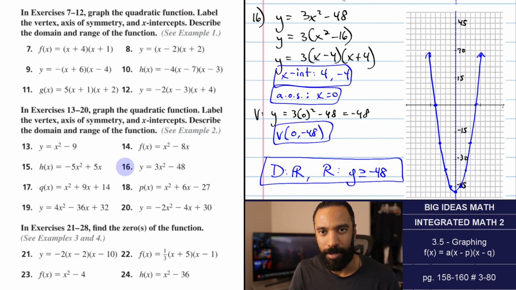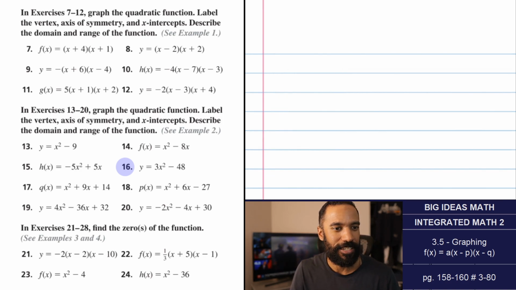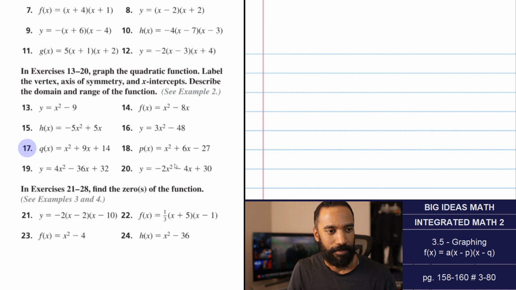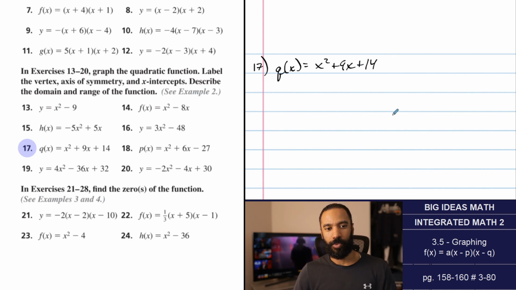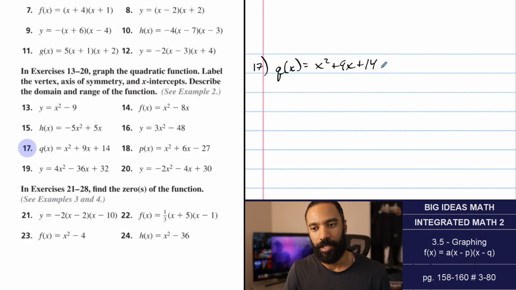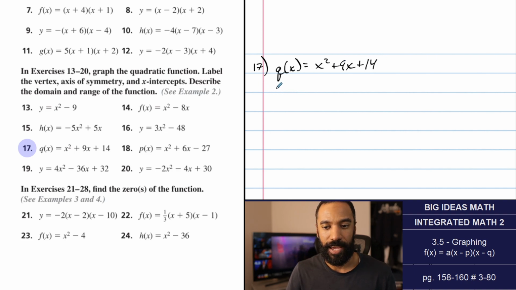Oh boy, popping bottles. Number 17. Q of x equals x squared plus 9x plus 14. This time it's not about a GCF or a difference of 2 squares. This time we're going to have to figure out 2 numbers that multiply to 14 and add to 9. Well, that would be 7 and 2. So this can factor into x plus 7 times x plus 2, like so.